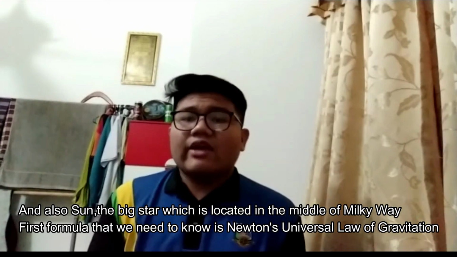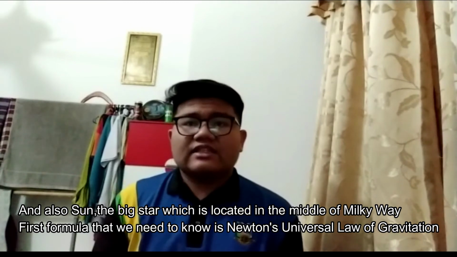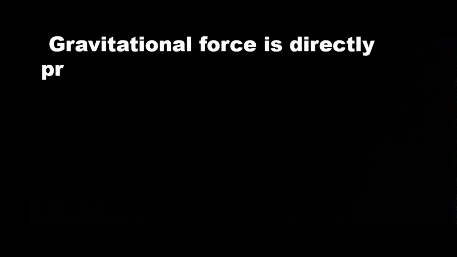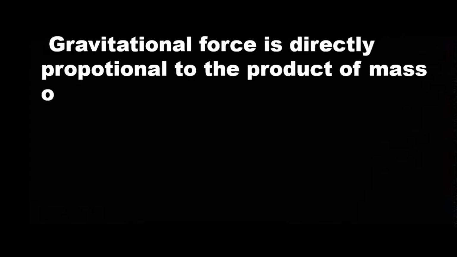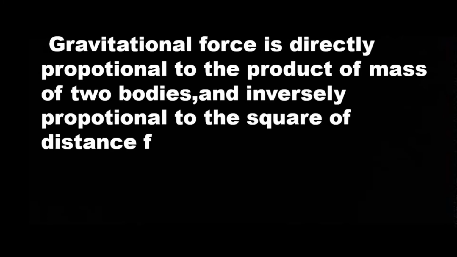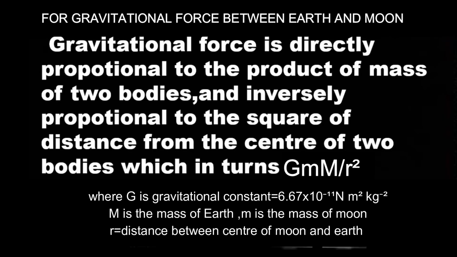The first formula that we need to know is Newton's universal law of gravitation. This is the formula. Gravitational force is directly proportional to the product of the masses of two bodies and is inversely proportional to the square of the distance between the centers of the two bodies, which is F equals G M m over r squared.